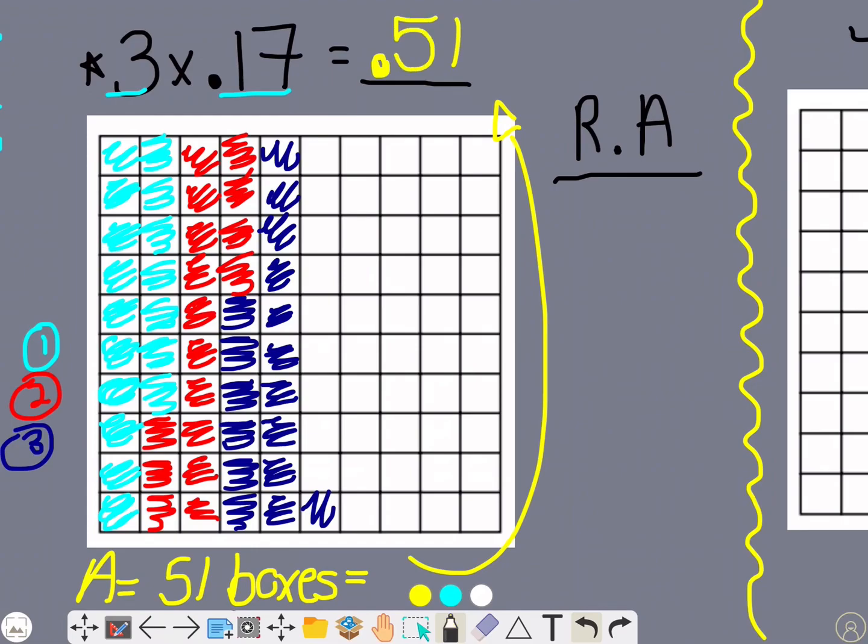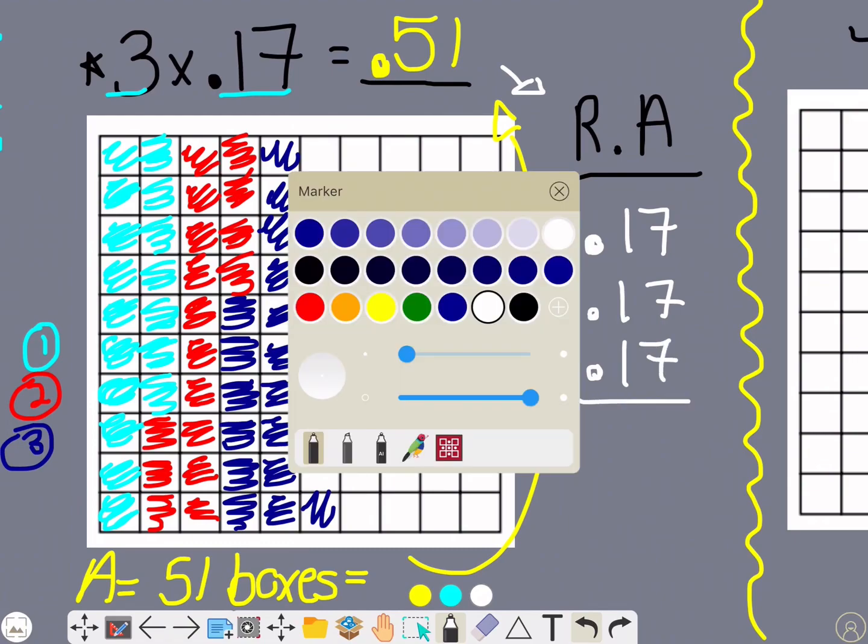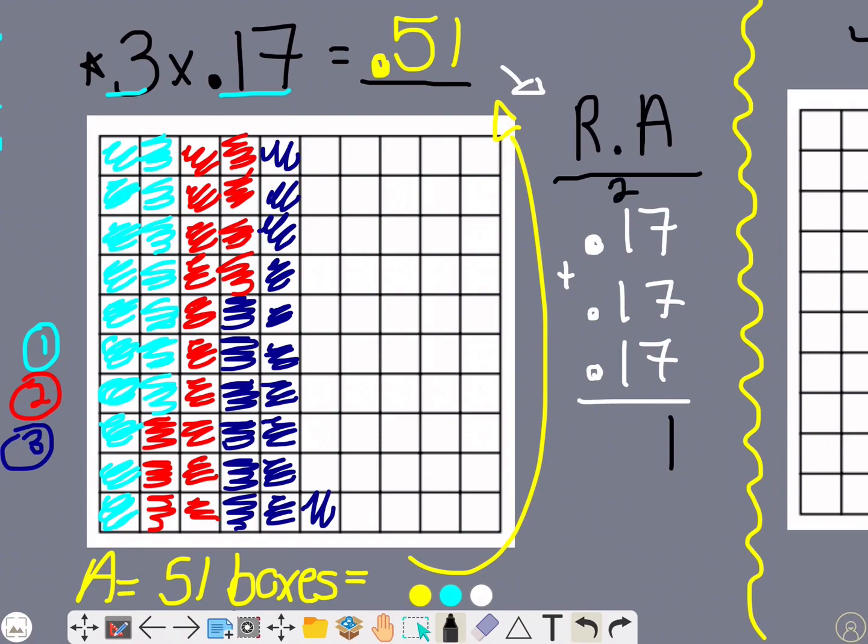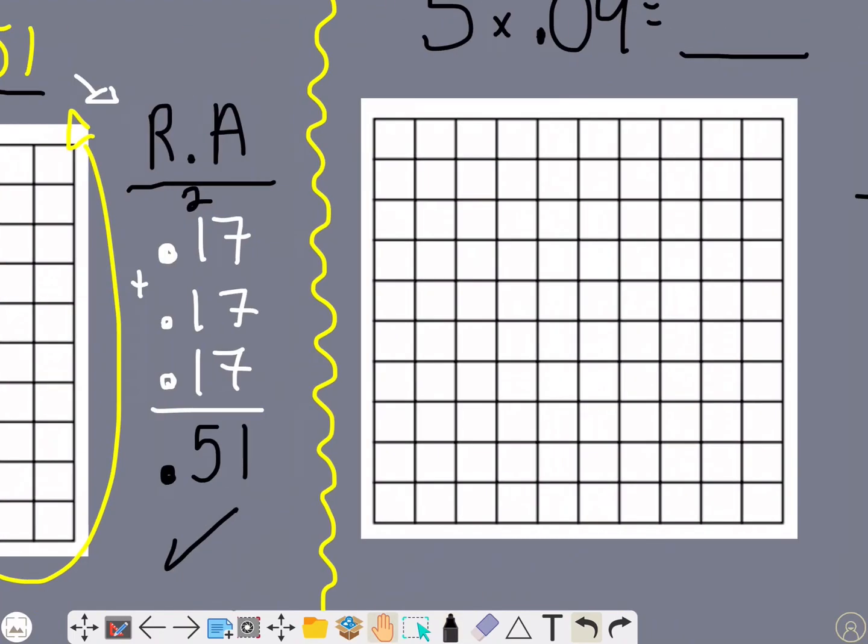I could prove that also with repeated addition, because that's what multiplication is. I could add up 17 hundredths, or 0.17, plus 0.17, plus another 0.17. If I was to add that up, 7 plus 7 plus 7 is 21. I carry the 2. 2 plus 1 plus 1 plus 1 is 5. And I have to bring down my decimal, and that also represents 51 hundredths.